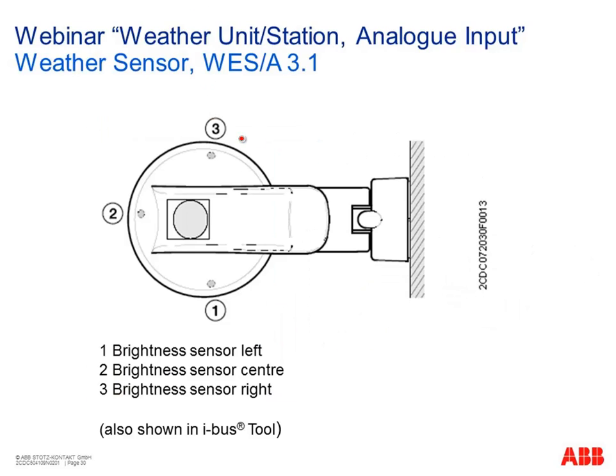As already mentioned, we have 3 sensors integrated, 3 brightness sensors. Always a question, what is west and east and so on? We have done it the following way, that we say left and right. If you look from the position of the mounting area, on the right side this is brightness sensor right, left, and of course here is center. The same you will find in the IBAS tool, so it's very easy to identify the sensors according to their position.